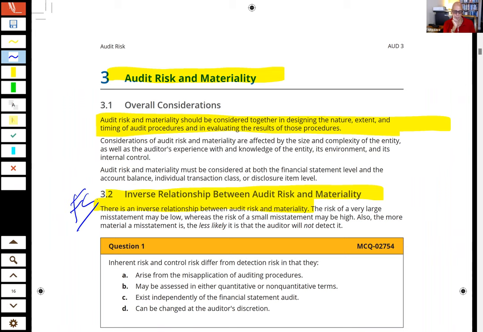So what happens? Let's say I am looking at an audit and I tell you that a 2 cent error is material. A 2 cent error in the financial statements would change a person's decision as to whether or not to buy, say, a stock, okay, in this entity. Do you think your materiality level is low or high there? Low. You have a very low materiality level.